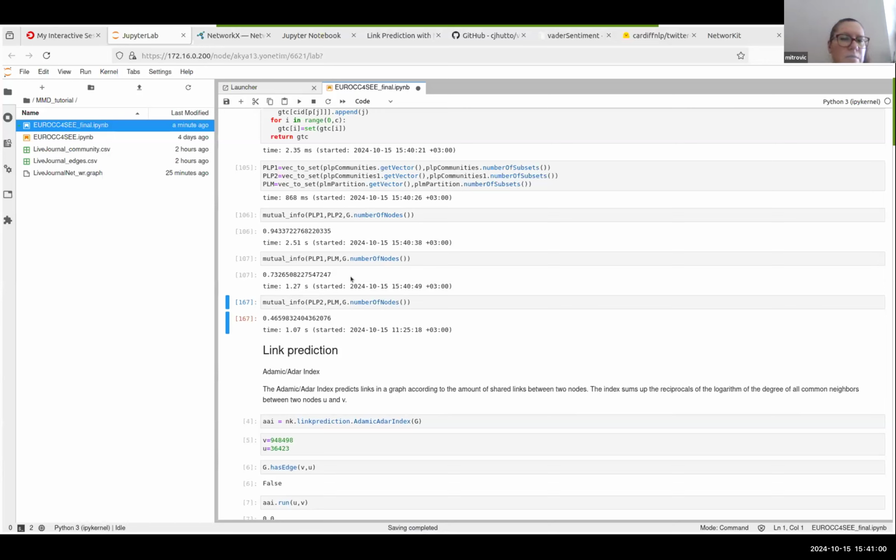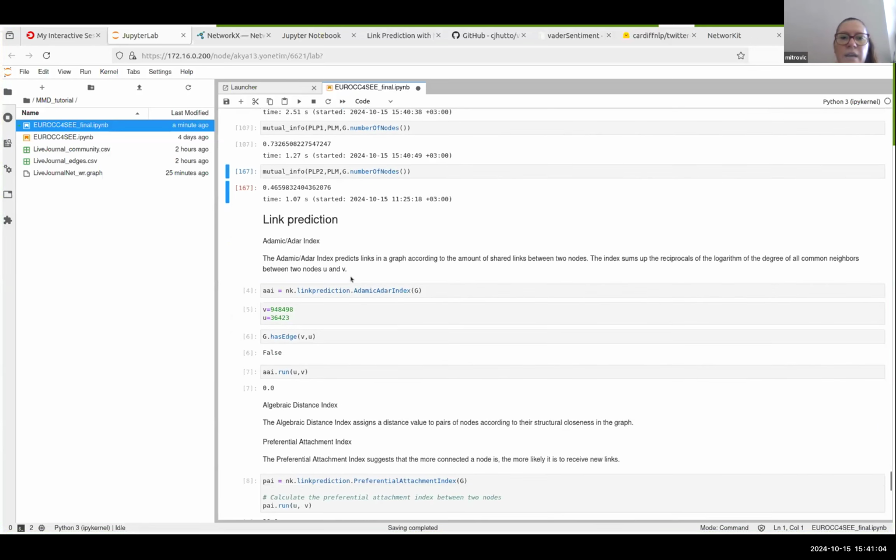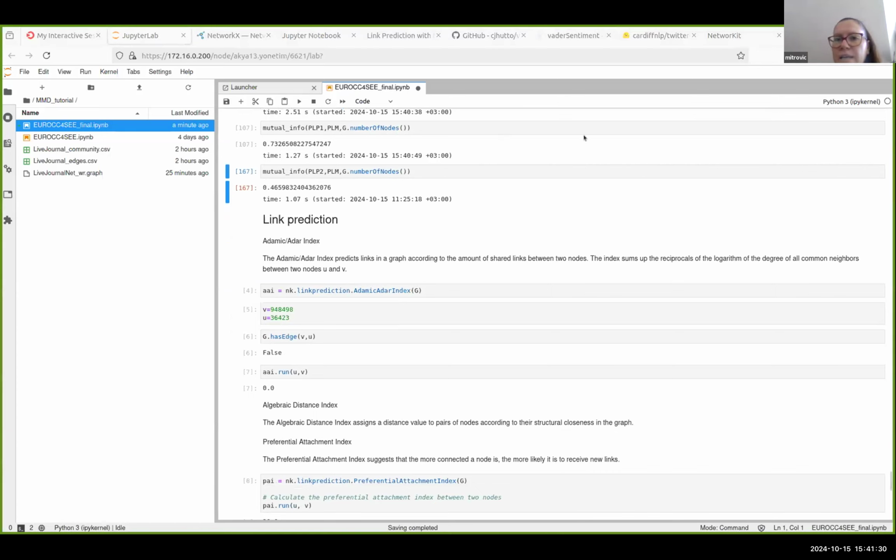What I want to push you a little bit to look at, and I will answer in a minute, is link prediction. NetworkKit has very nice algorithms for link prediction. This link prediction is usually done based on certain indexes in the network. I really recommend you play a little bit with this because it can help you, for instance, find whether certain two nodes can be connected or not. Yes.